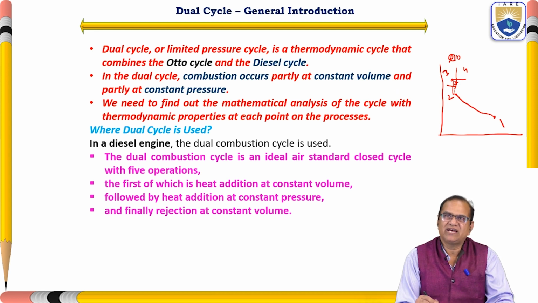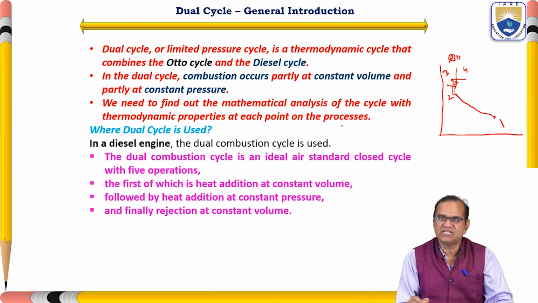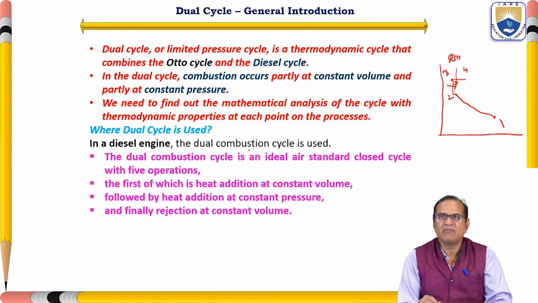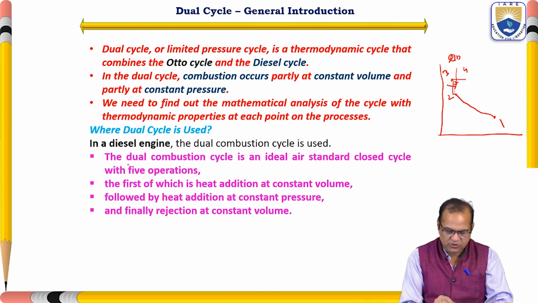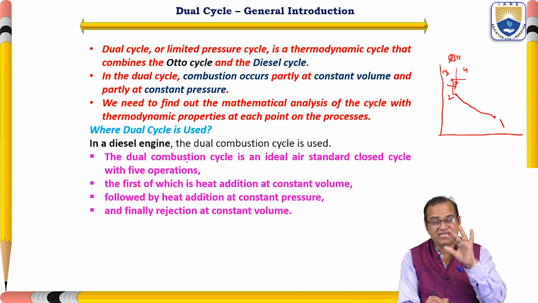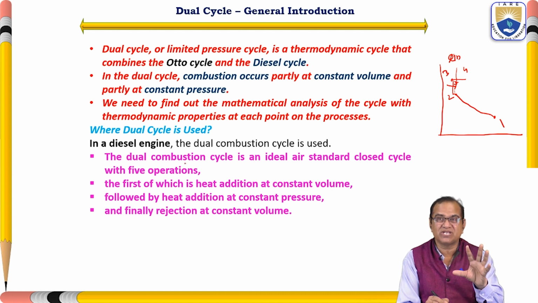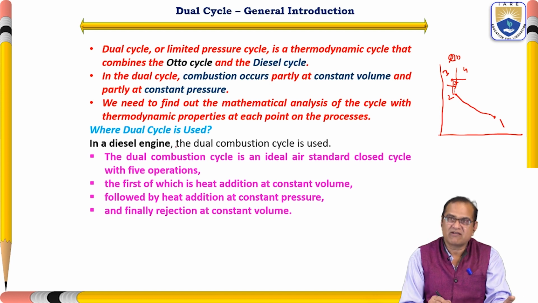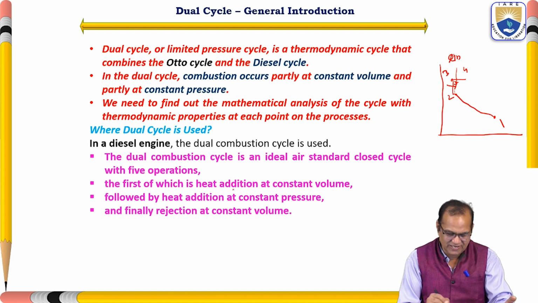We need to find out the mathematical analysis of the cycle with thermodynamic properties at each point on the process where the dual cycle is used. So here we have to use the dual cycle. In a diesel engine, the dual combustion cycle is used. The dual combustion cycle is an ideal air standard closed cycle with 5 operations. In the diesel cycle and the Otto cycle, there were only 4 operations, but in the dual cycle, 1 more operation is added compared to the Otto cycle and the diesel cycle.